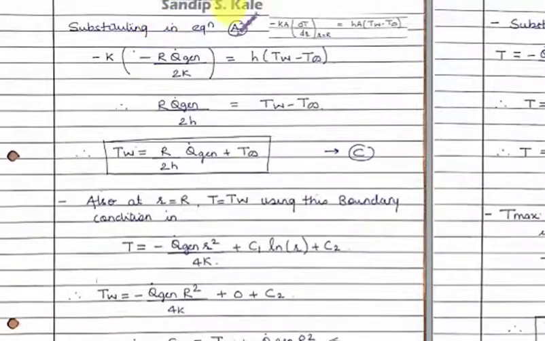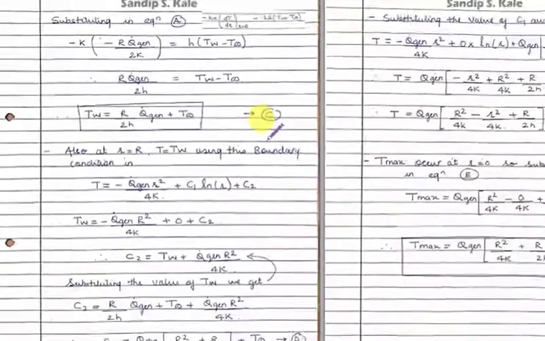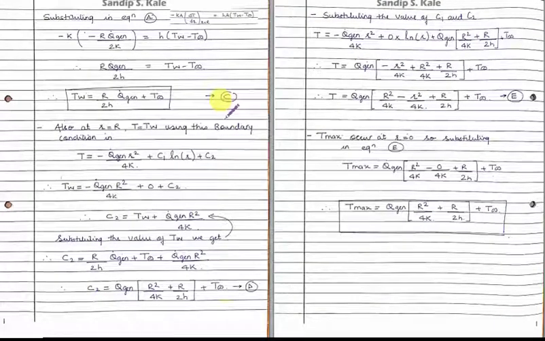Now we will substitute this in equation number 1. This is the energy balance equation. We will substitute the value of dT by dr, which we have found now, and after substituting, you will get the value of TW over here. So this is the value of TW. In this way you can find the expression for the wall temperature. So our first task is over.